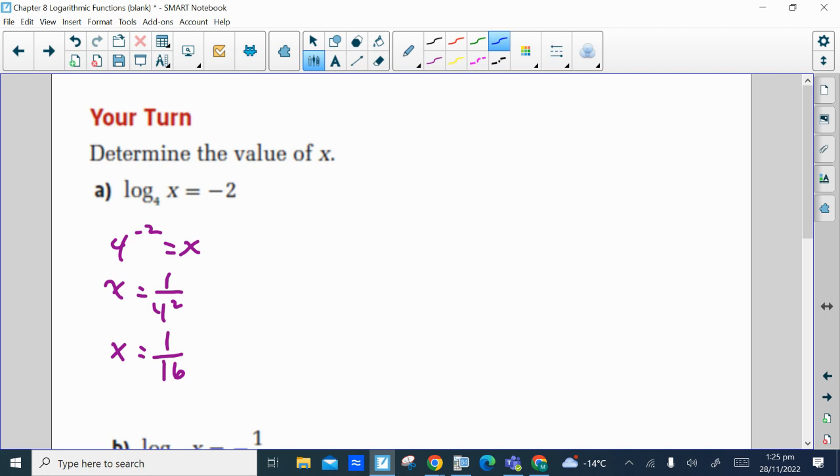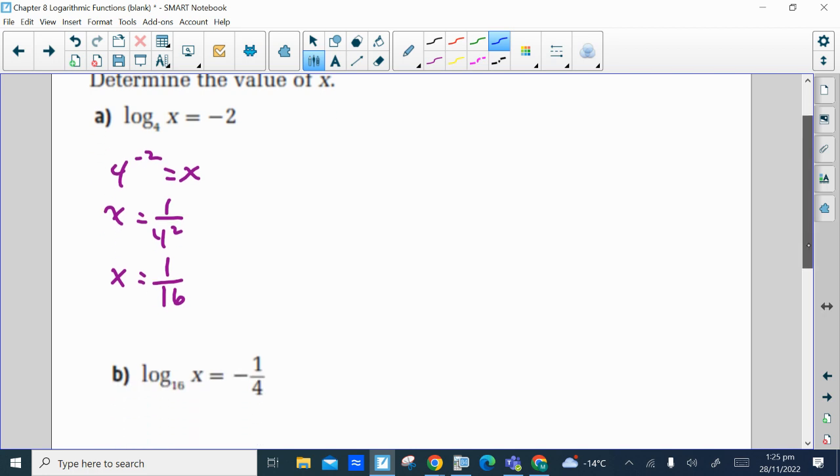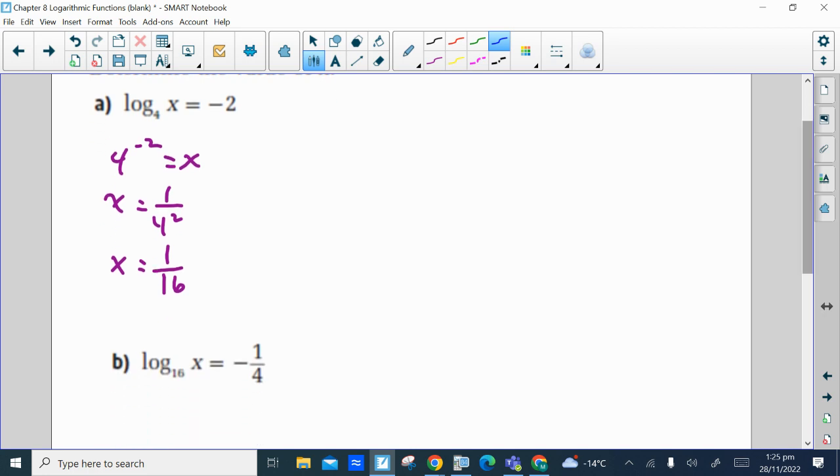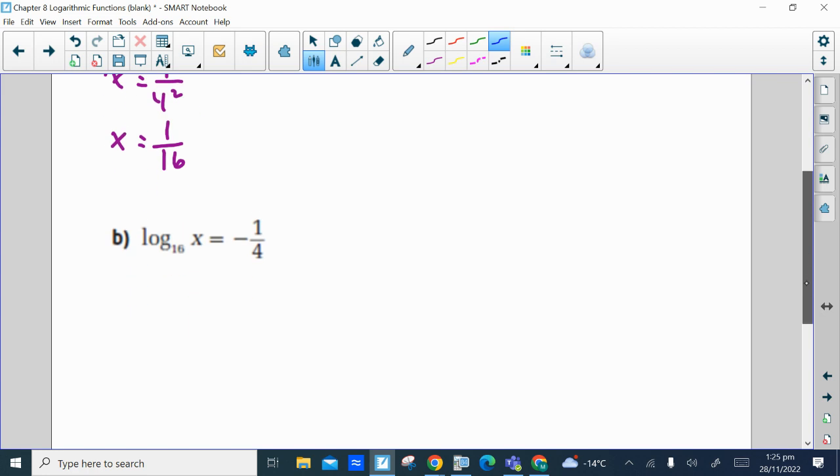So start with the base and cycle through. You'll get 4 to the negative 2 equals x. 4 to the negative 2 is 1 over 4 to the positive 2. 1 over 4 squared. The answer is 1/16. Okay, try B on your own.